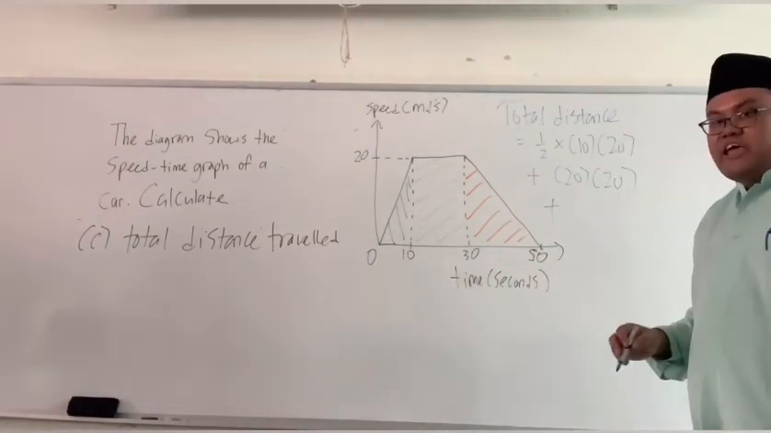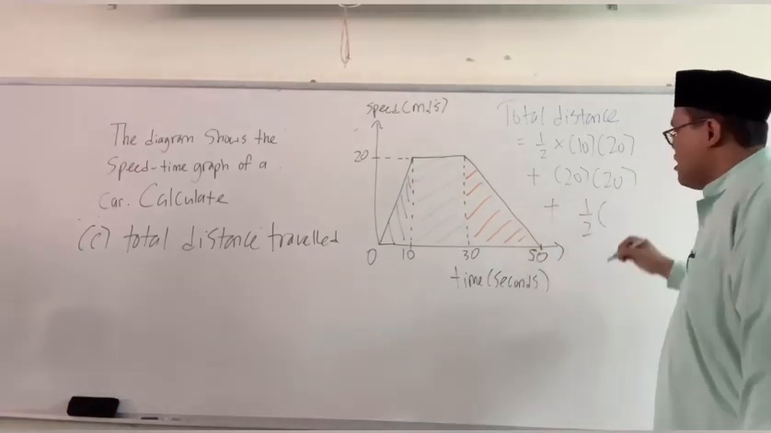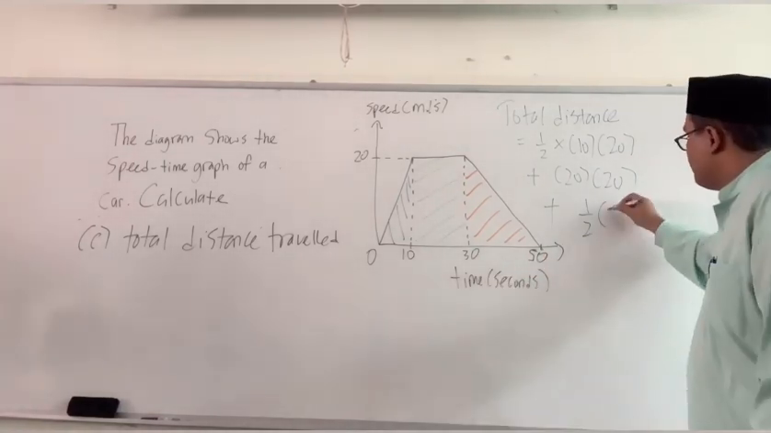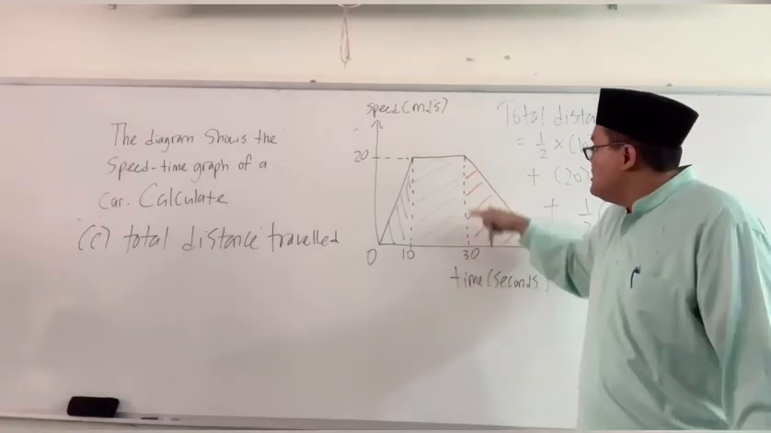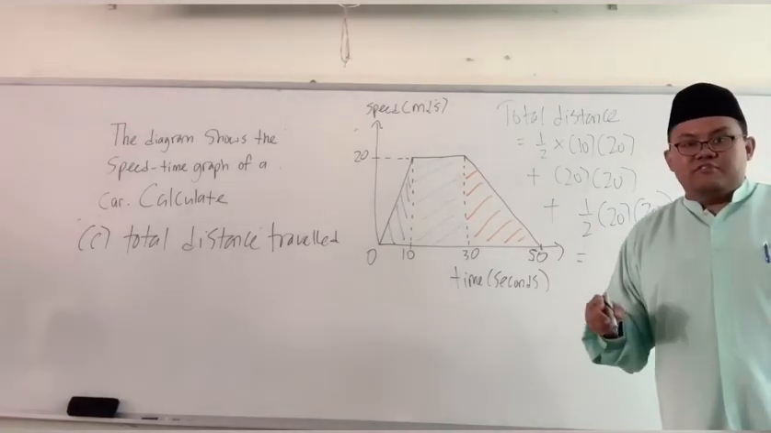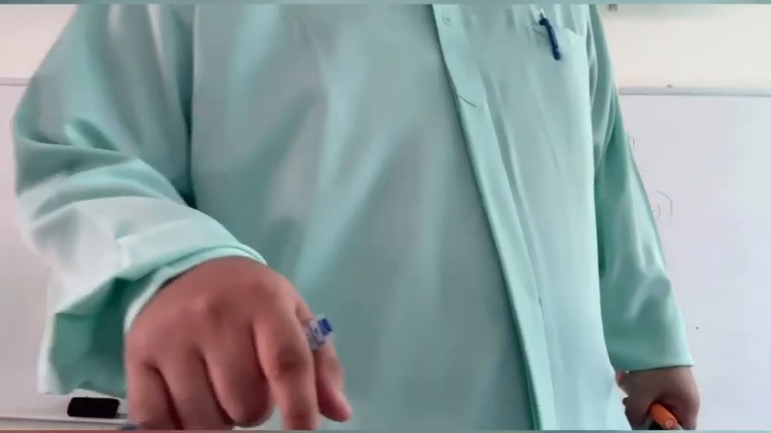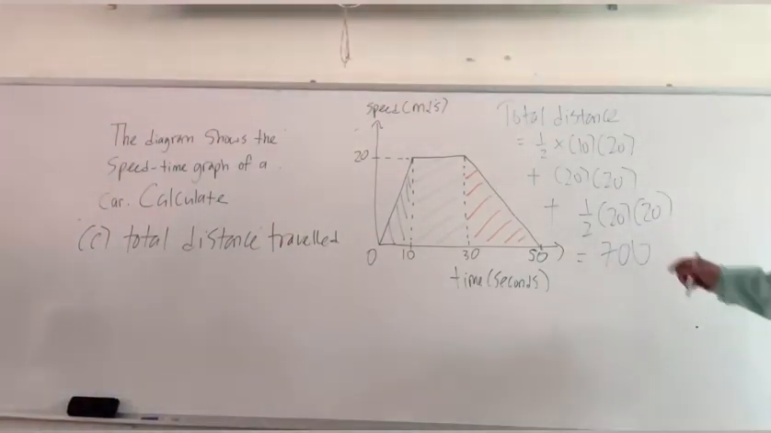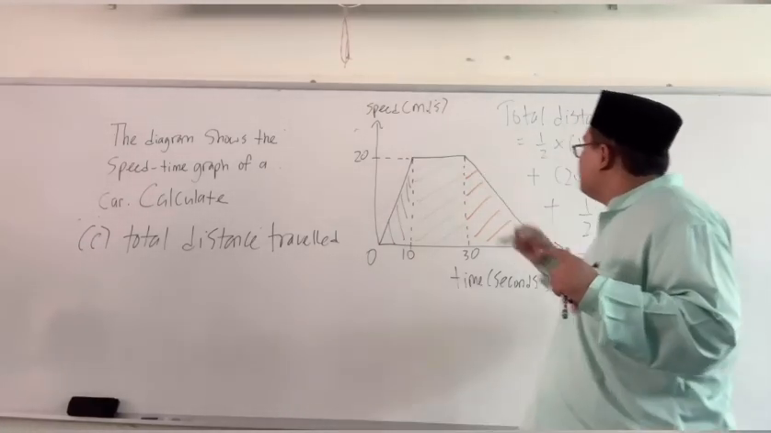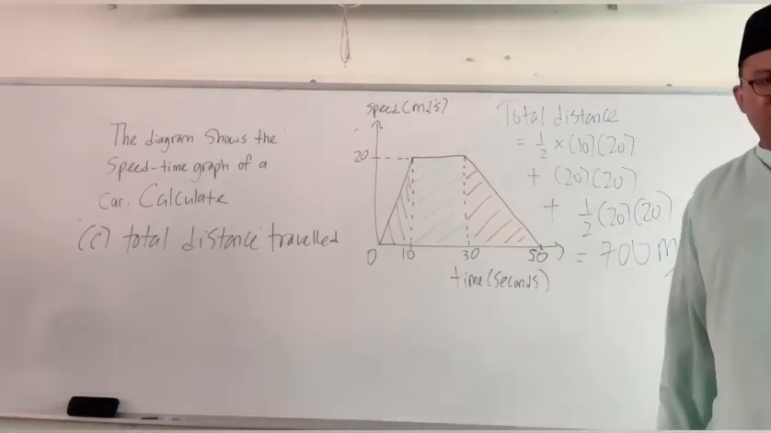Next, area of this orange triangle, half times base times height. What's my base? From 30 to 50, 20. What's my height? From here to here, 20. So, calculate all of this and you will get the total distance, which is, the answer is 700. But do not forget units. What is the unit? Look at this, meters. So, the total distance is 700 meters.